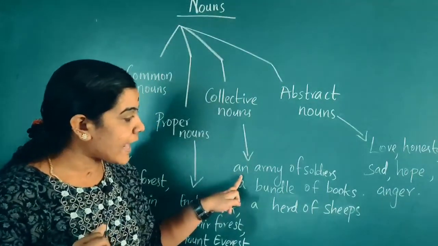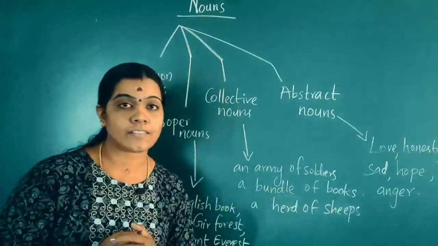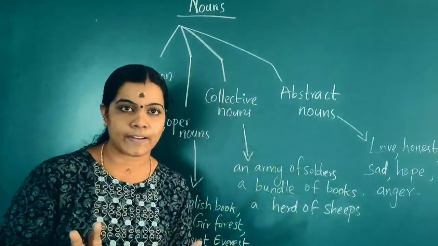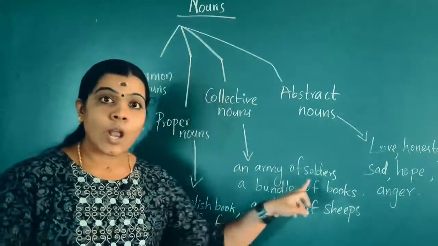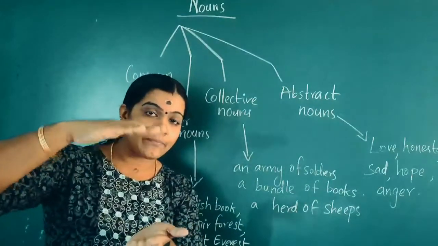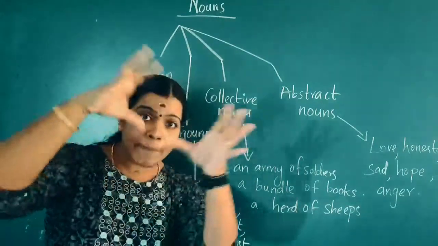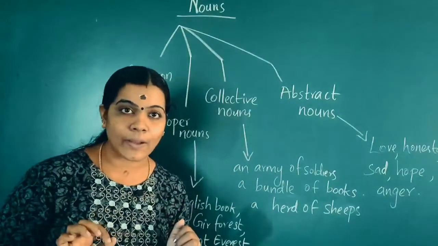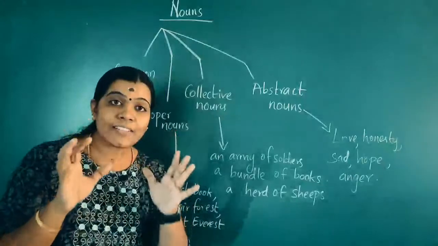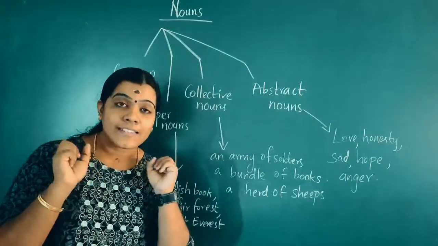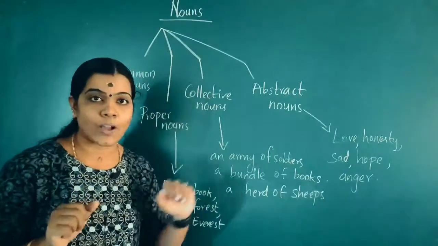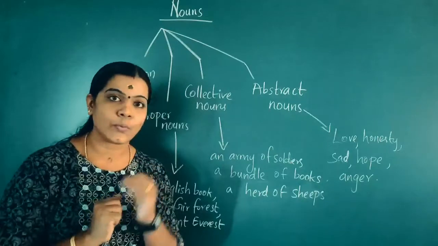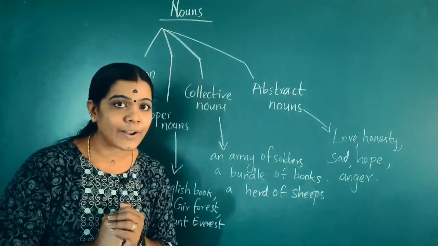Examples: here you can see an army of soldiers. It may be a battalion of soldiers, a group of people. A bundle of books. If we keep a bundle of books like this, it is a group, a large number of books. So that is a collective noun. Such nouns are called collective nouns, a group of things. Okay, that is the third one. Is it clear for you, the third one?